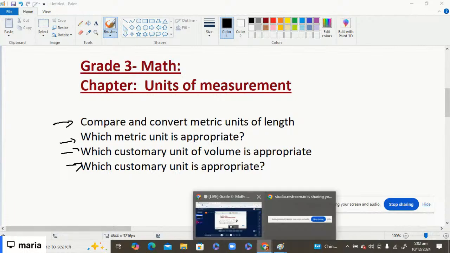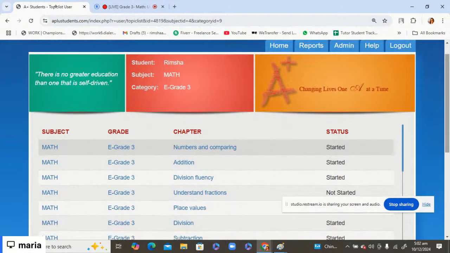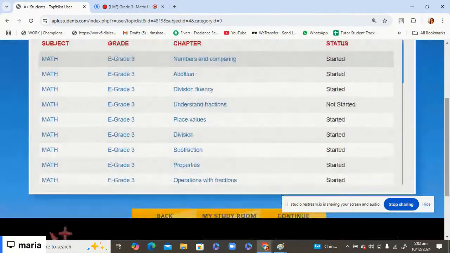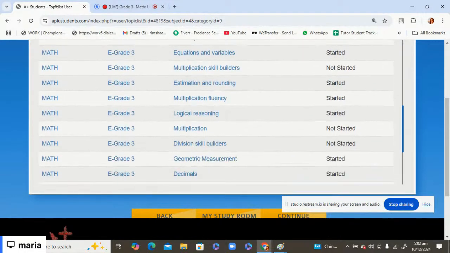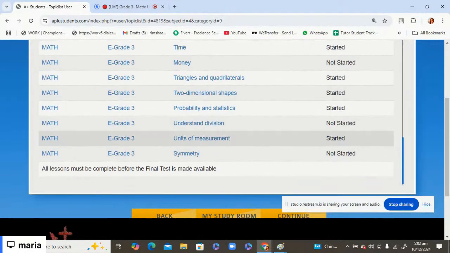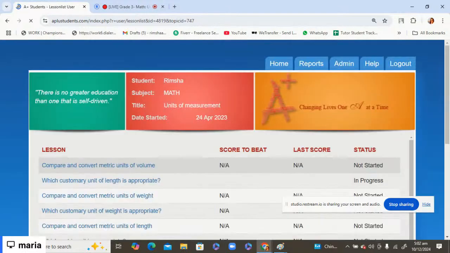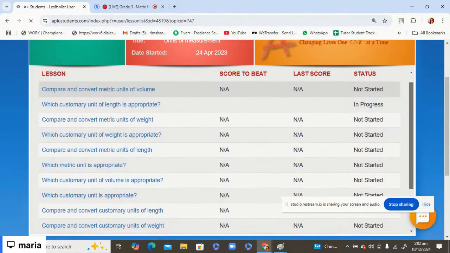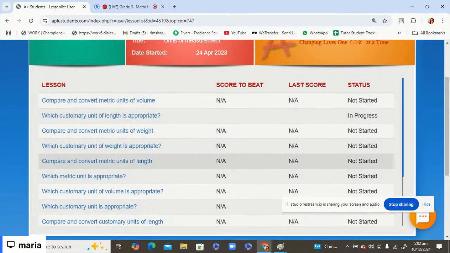Let's go to the A plus website. Here is your A plus website. Select maths from the subject tab. Go to grade 3 maths. Then open this. There are a lot of chapters, so we are going with units of measurements. The first four lessons we have already done, so now let's start from this one: compare and convert the metric units of length.